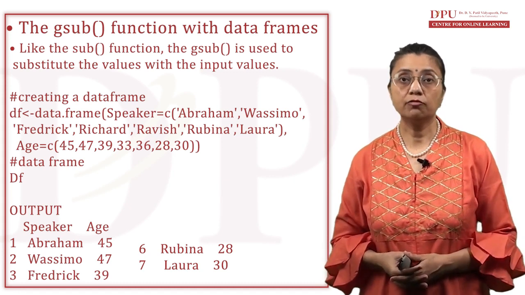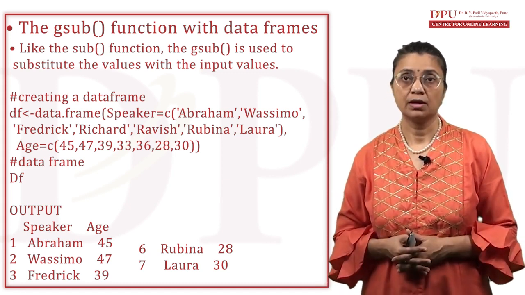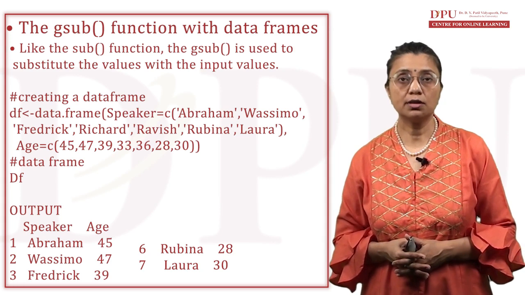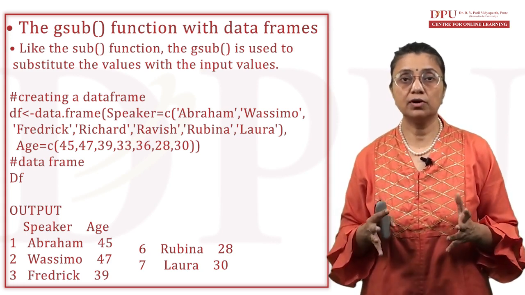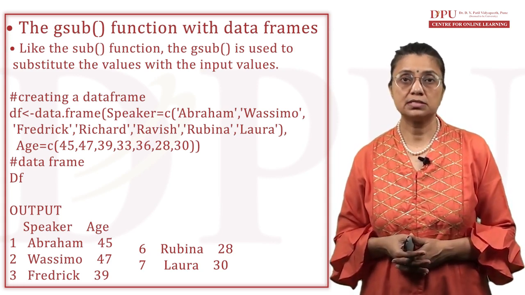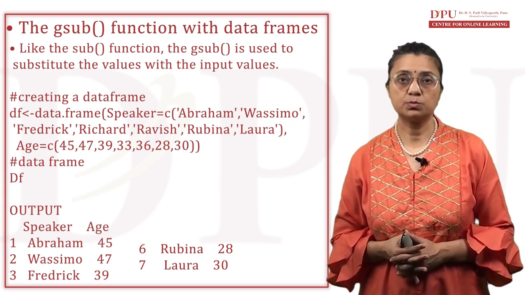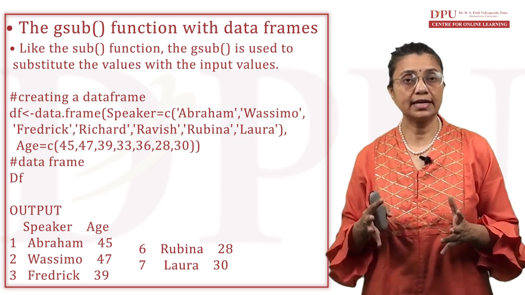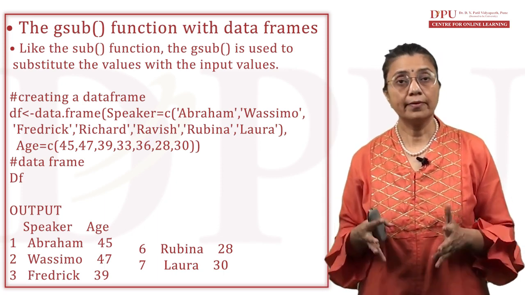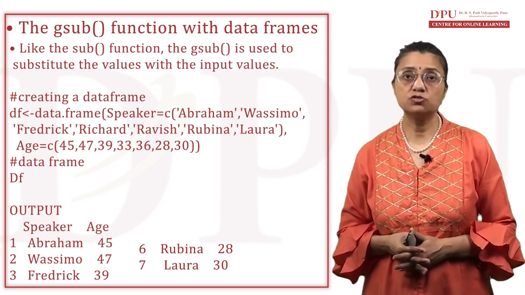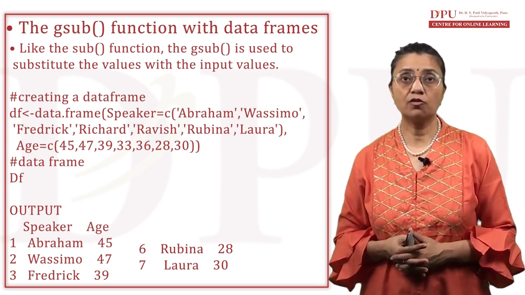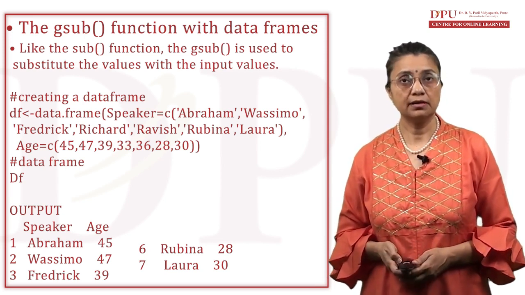So the moment we type df and press enter, we get the output in the form of a data frame, which is a grid of rows and columns. You can see over here that the first column by default is a serial number, which is auto-generated. The second column is the name of the speaker, and the third column is the age of the speakers. So that is how we have created a data frame.